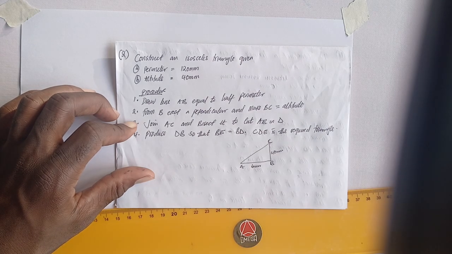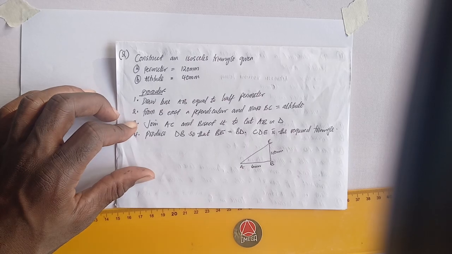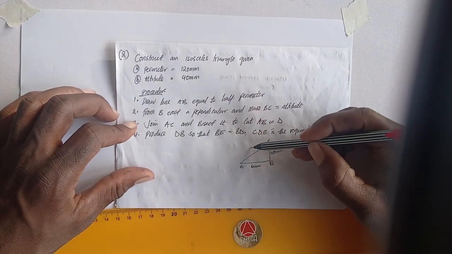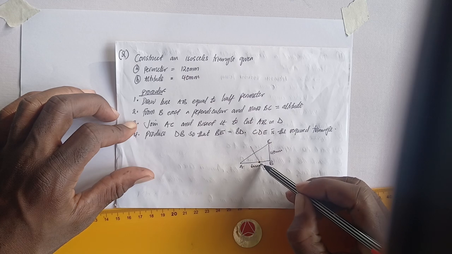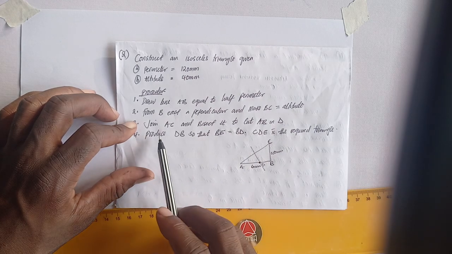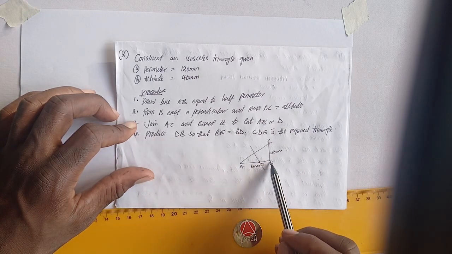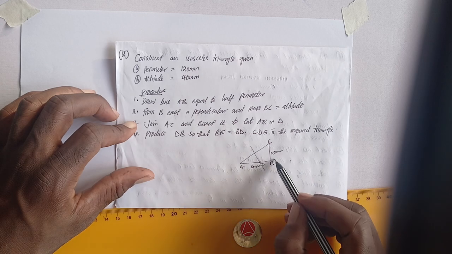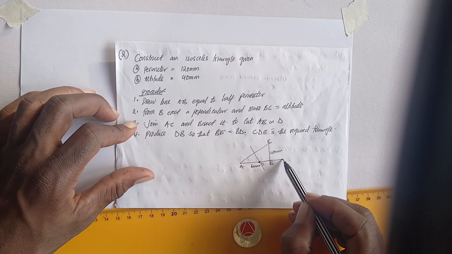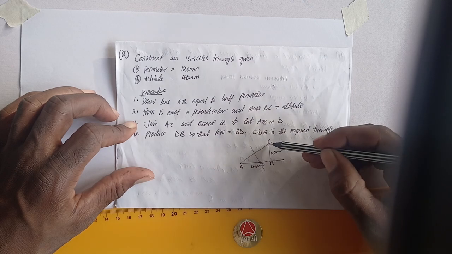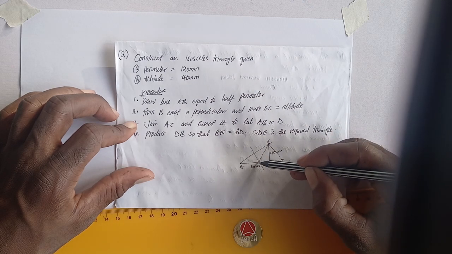Then we need to bisect AC. We know how to bisect AC, and it's meeting AB in D here. Then it's saying produce DB on the other side. So we produce DB, this same distance, we make it here. Then the triangle that we are looking for is that one.